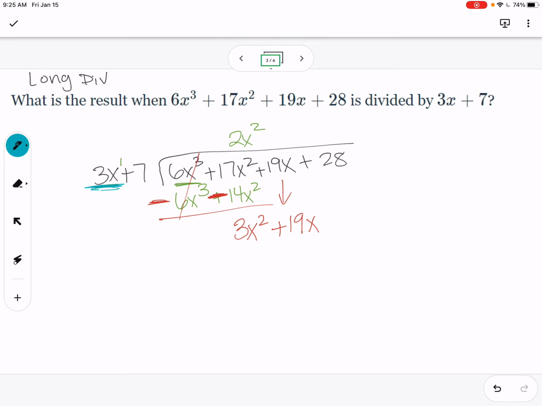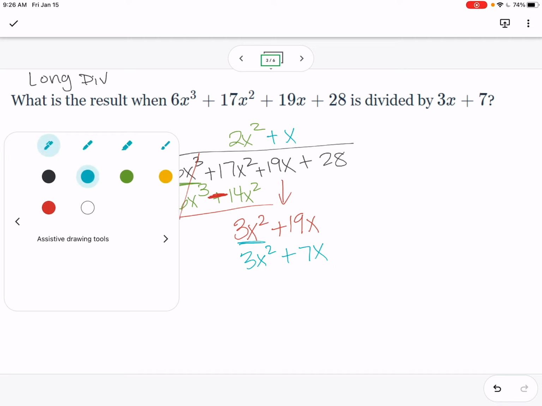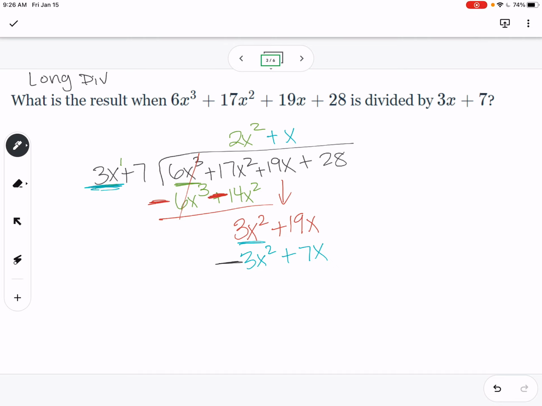There we go. Bring down the positive 19x and ask yourself again, okay? What do I multiply 3x by to get 3x squared? So I would have to multiply by 1x. And again, remember, you have to distribute it to both terms, not just the leading coefficient, but both. So I'm going to get 3x squared plus 7x. And because we have to subtract this, I'm going to distribute my negative to both of these. So both of these become negative. This cancels out. 19 minus 7 is 12x. Bring down your 28.